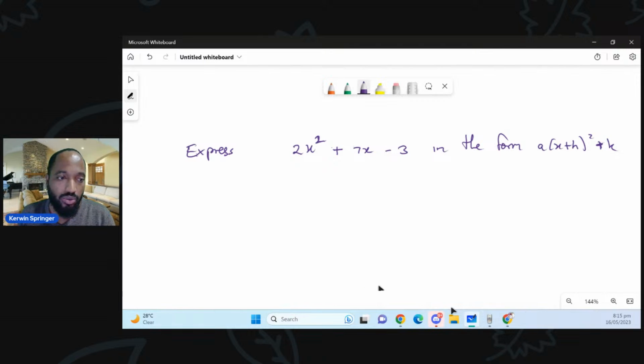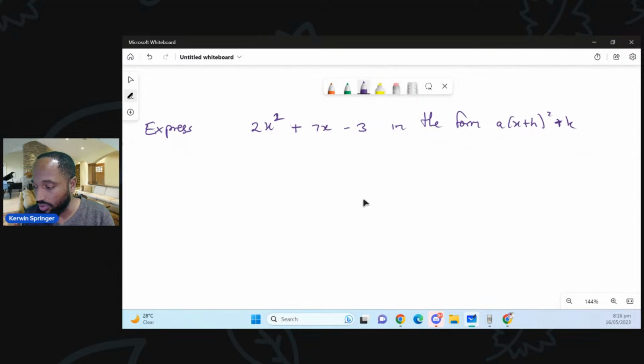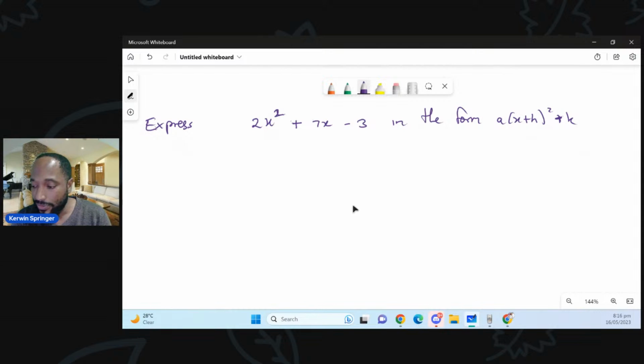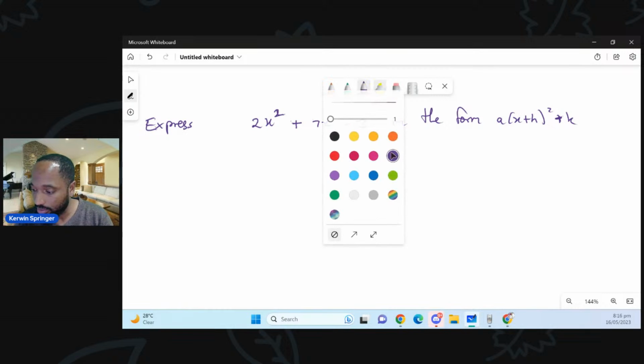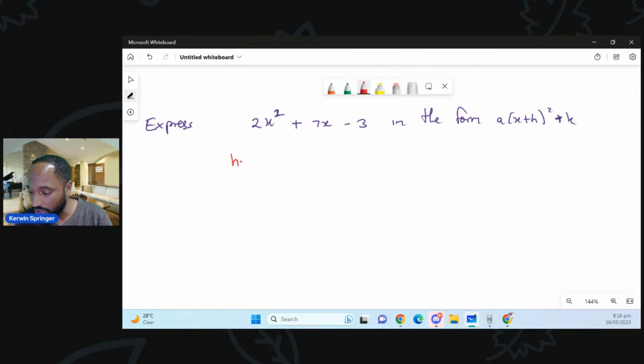Now there are 3 ways that I show my students in the 12-hour crash course how to complete the square. I showed you the natural method of making a perfect square, a formula method, and a comparing coefficient method. What I'm going to use right now is just the simplest method, the formula method. But if you want to use the better methods, go ahead. So formula method: h is equal to b over 2a and k is equal to 4ac minus b squared over 4a.